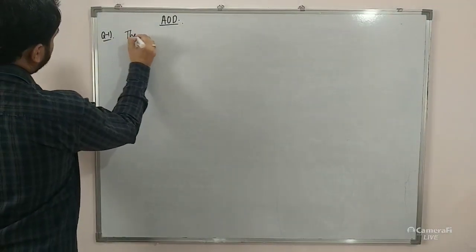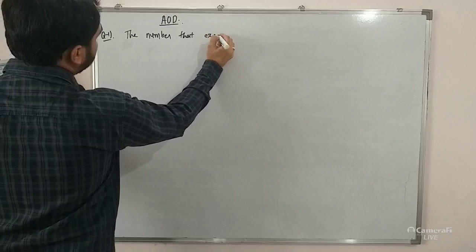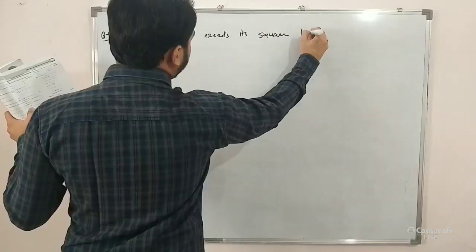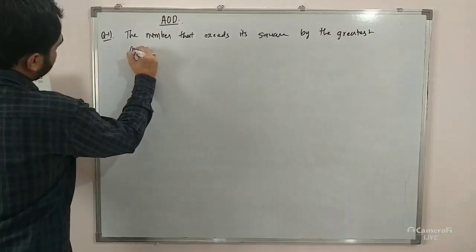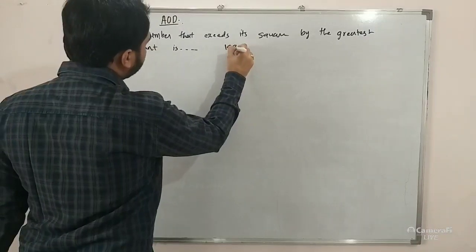So the first question is: the number that exceeds its square by the greatest amount is... Okay, so here's the question.